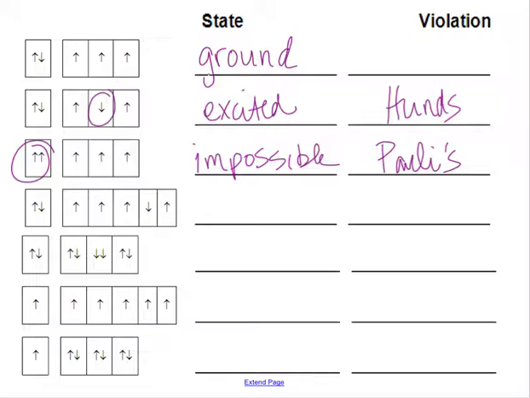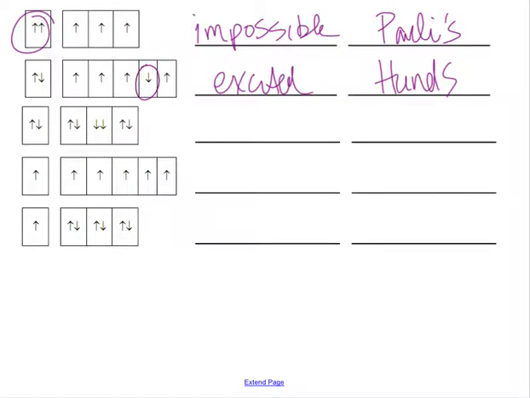Okay, what's wrong with this one? Excited, and it's a Hund's violation. Okay, next. Yep, impossible. Two of the same electrons in the orbital. Pauli's exclusion principle.